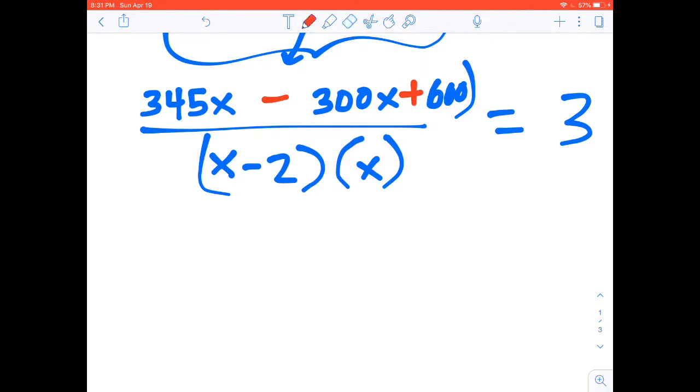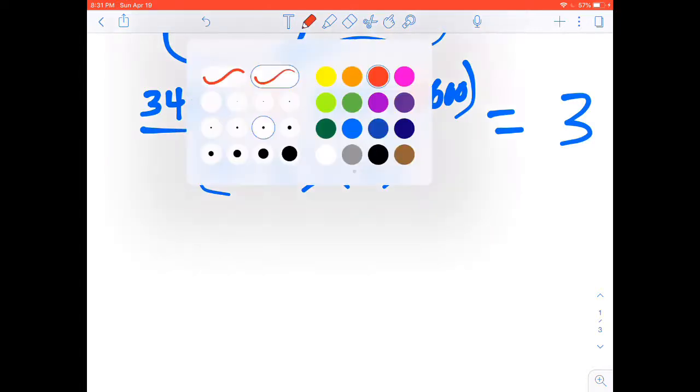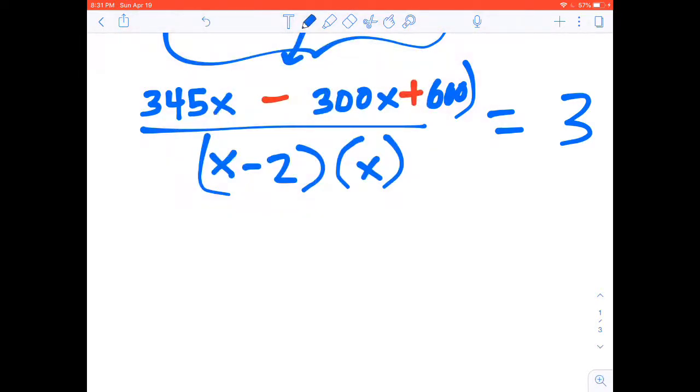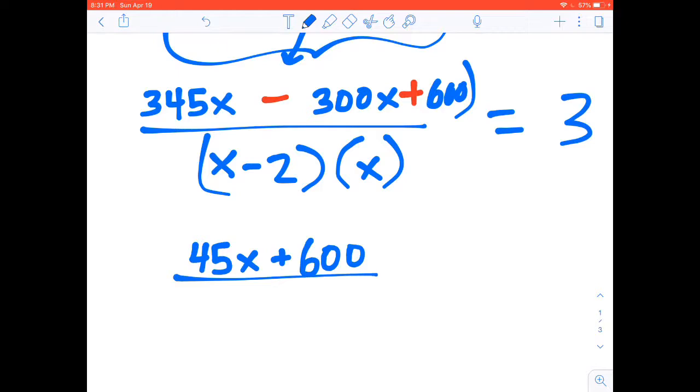Now what I'm going to do is add my like terms together. So I see 345x and negative 300x on top. So when I add them together, I'm going to get 45x plus 600. And that's just simplifying that numerator. x times x minus 2 on the bottom is equal to 3. Now in this case, I can multiply both sides by the denominator because it's an equality. If it was an inequality, we couldn't because we don't know if the greater than or less than sign would change. In this case, it's an equal sign, so I can multiply both sides by x times x minus 2.